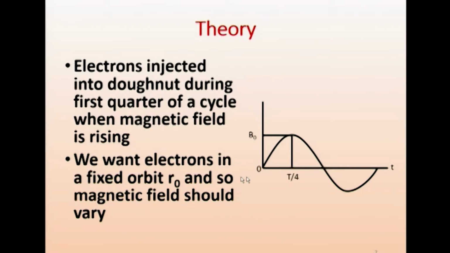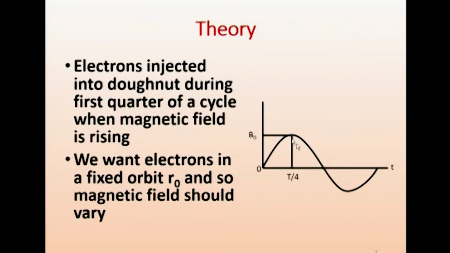So where will the magnetic field increase? From 0 it goes to the maximum, B naught, and it will vary like this only in the first quarter of the cycle, because this is the full cycle, this is the half cycle, and here is 1/4 of the cycle. Only in the first quarter does the magnetic field increase. So we are interested only in this region. That's why we have marked T/4 and B0 here. So the electrons are injected during the first quarter of a cycle when the magnetic field is rising.